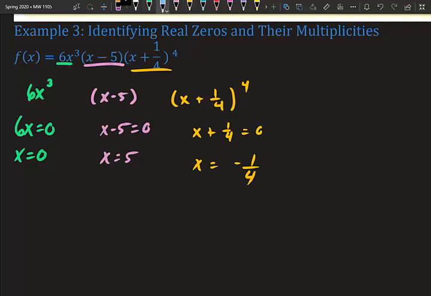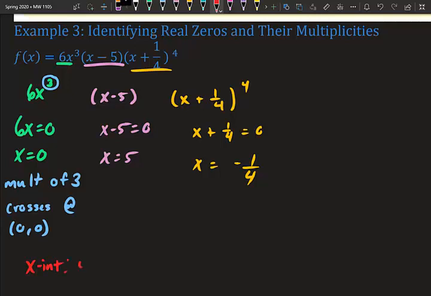So for this one, we have cubed. So that means 0 has a multiplicity of 3. It repeats 3 times. So since it's odd multiplicity, we can say that the graph, odd, it crosses. So the graph crosses at 0, 0. Because remember, when you find the x-intercept, y equals 0. So that's why it's 0.